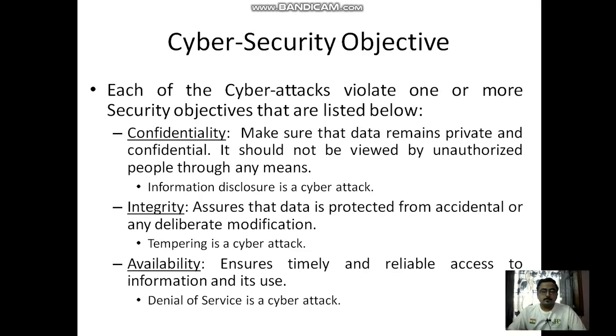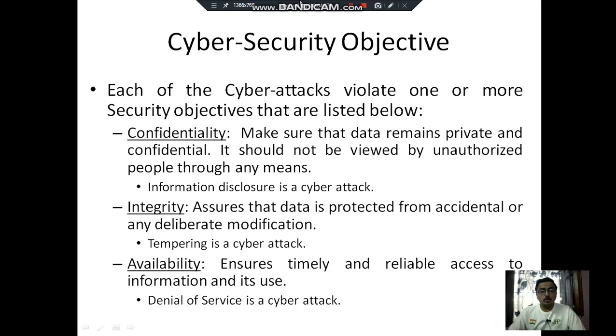Now, what are the objectives of cyber security? The main objectives are confidentiality, integrity and availability. So what does it mean?